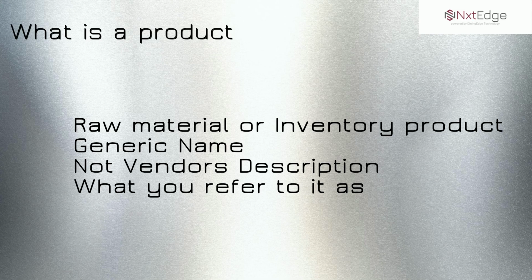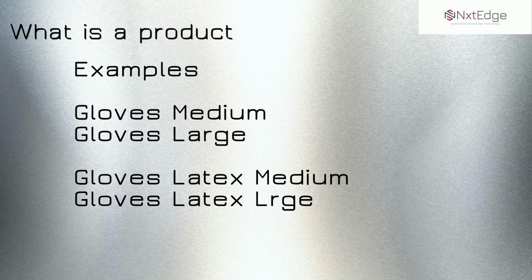A product is a raw material also known as an inventory item. It is the generic name for an ingredient that you buy. It is not the vendor's description. It is what you refer to it as when you are talking about the product. Example, if you are going to add medium gloves, you would call it gloves medium, you would not call it powder-free, latex, black medium gloves.